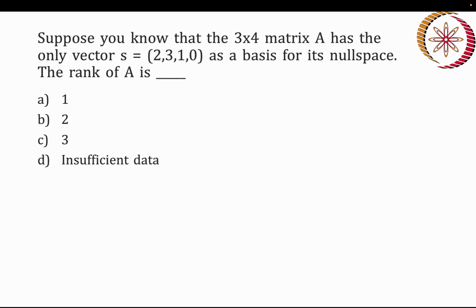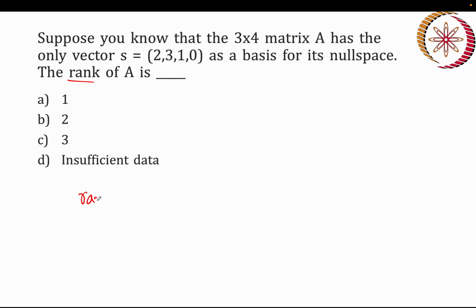Okay. Last time, Perumala Swami asked the question: suppose you know that the 3 by 4 matrix A has the only vector S, which is 2 3 1 0, as the basis for the null space. The rank of A is? Let's see what it is.